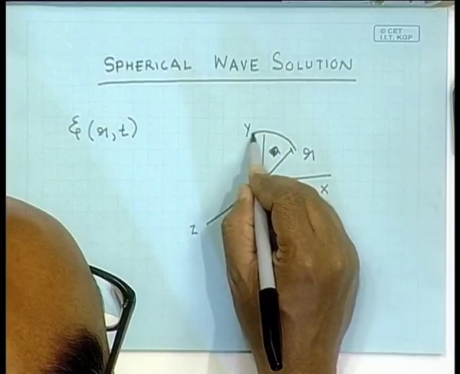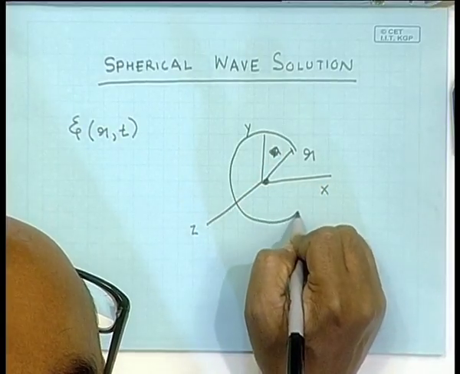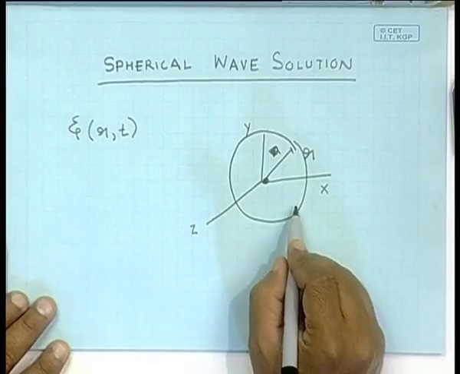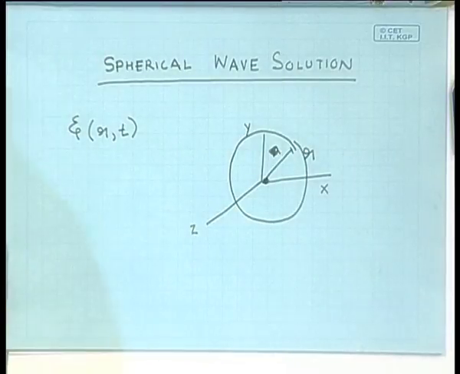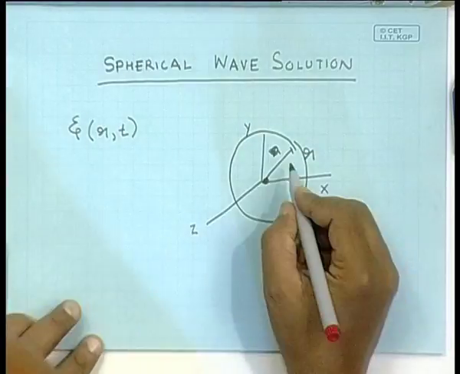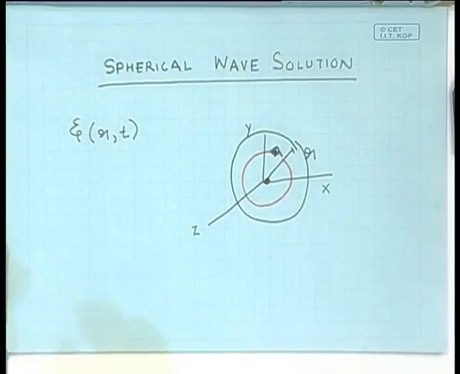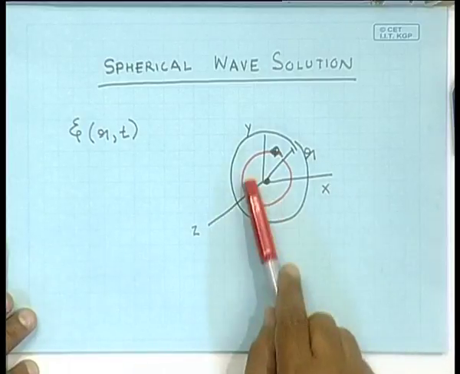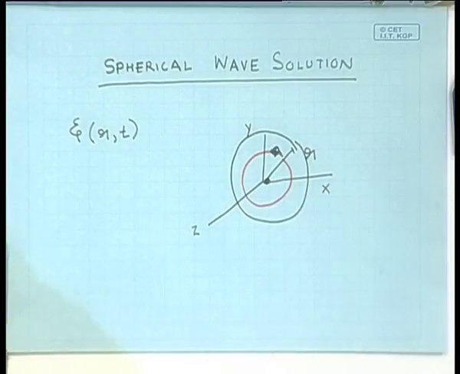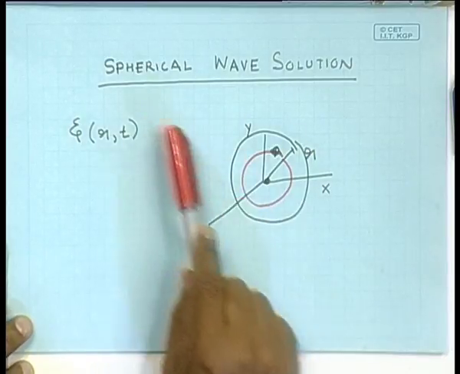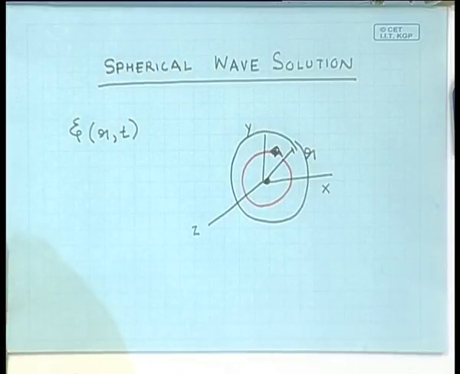So xi has constant value on spheres centered on the origin. The value of xi is the same on this sphere. Xi will have a different value on this other sphere, but it will be the same all over the sphere. So depending on the radius of the sphere, xi will have a different value. We are assuming that xi depends only on the distance from some fixed point, which is the origin. The value of xi is constant on spheres, so that's why it's called a spherical wave solution.